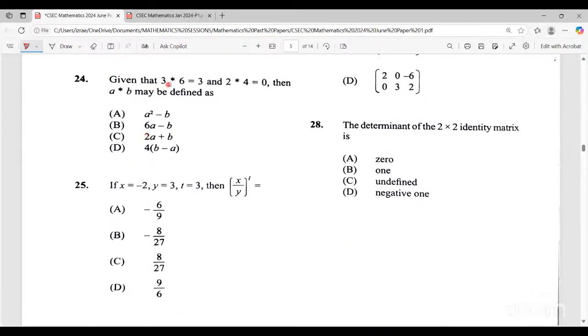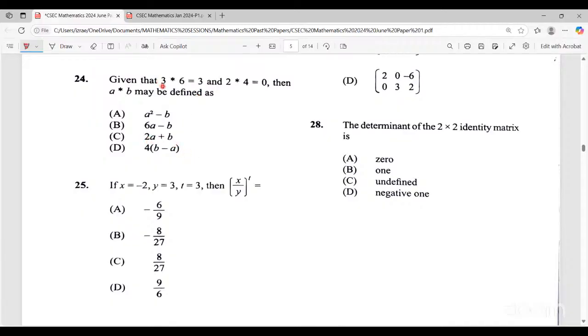Number 24, given that 3 asterisk 6 is 3, and 2 asterisk 4 is 0, then A asterisk B is. I can tell you, for some questions like this, it's better to try and go through each option and see which one is right than trying to figure it out on your own. So let me just see if I could try this quickly. 4 into B minus A: 6 minus 3 is 3. 4 3s are 12. So I guess this will not work.